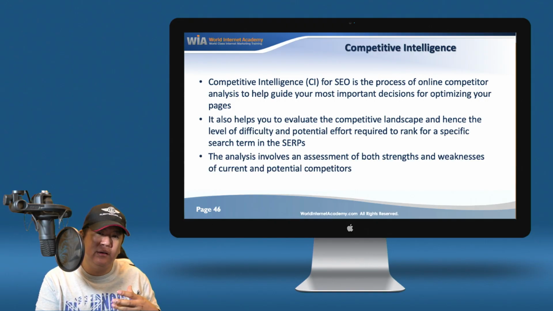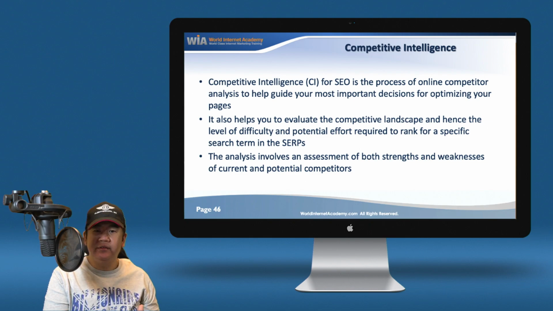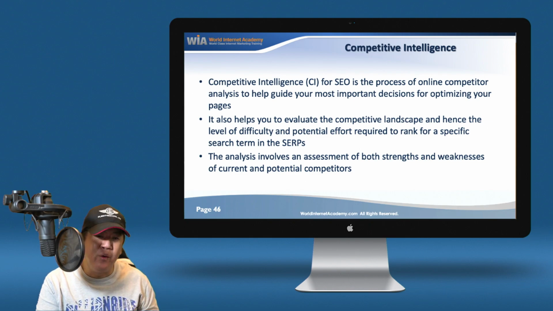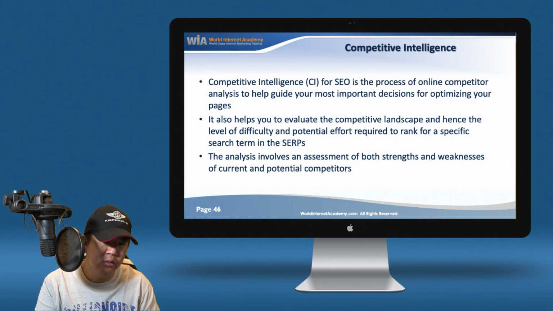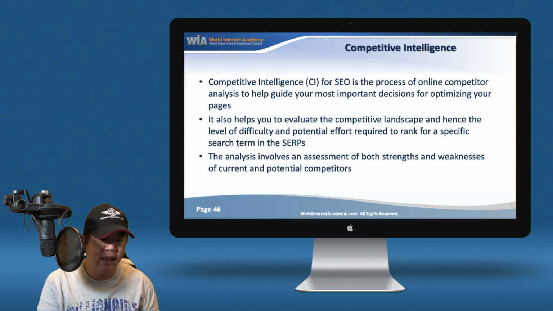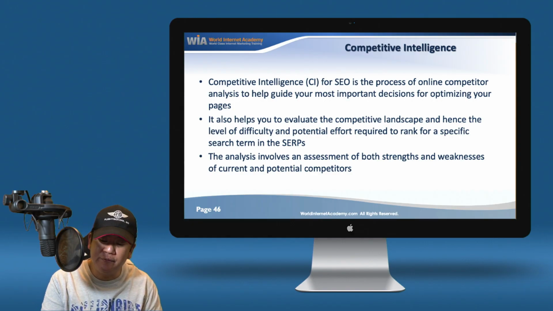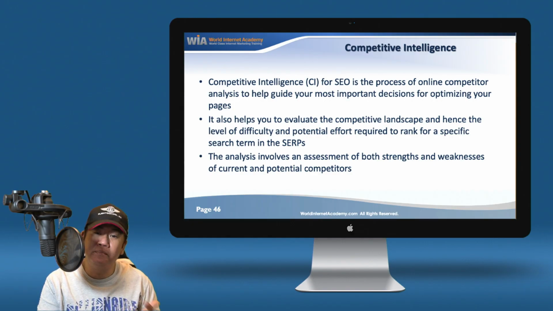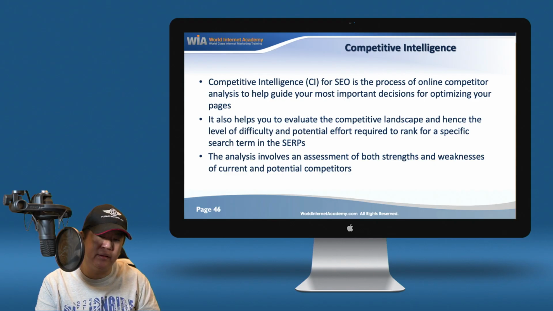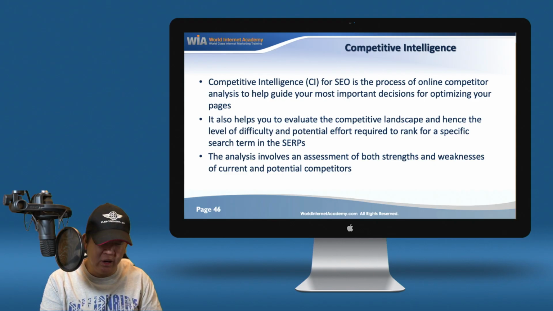Now, what does it entail really in terms of competitive intelligence? The analysis involves both strengths and weaknesses of not just current but also potential competitors. So let's define what we mean by current and potential. Generally, in SEO, the current competitors refer to the top 10 because they are already on page 1, and the potential competitors are those on page 2 because the guys on page 2 want to get to page 1.